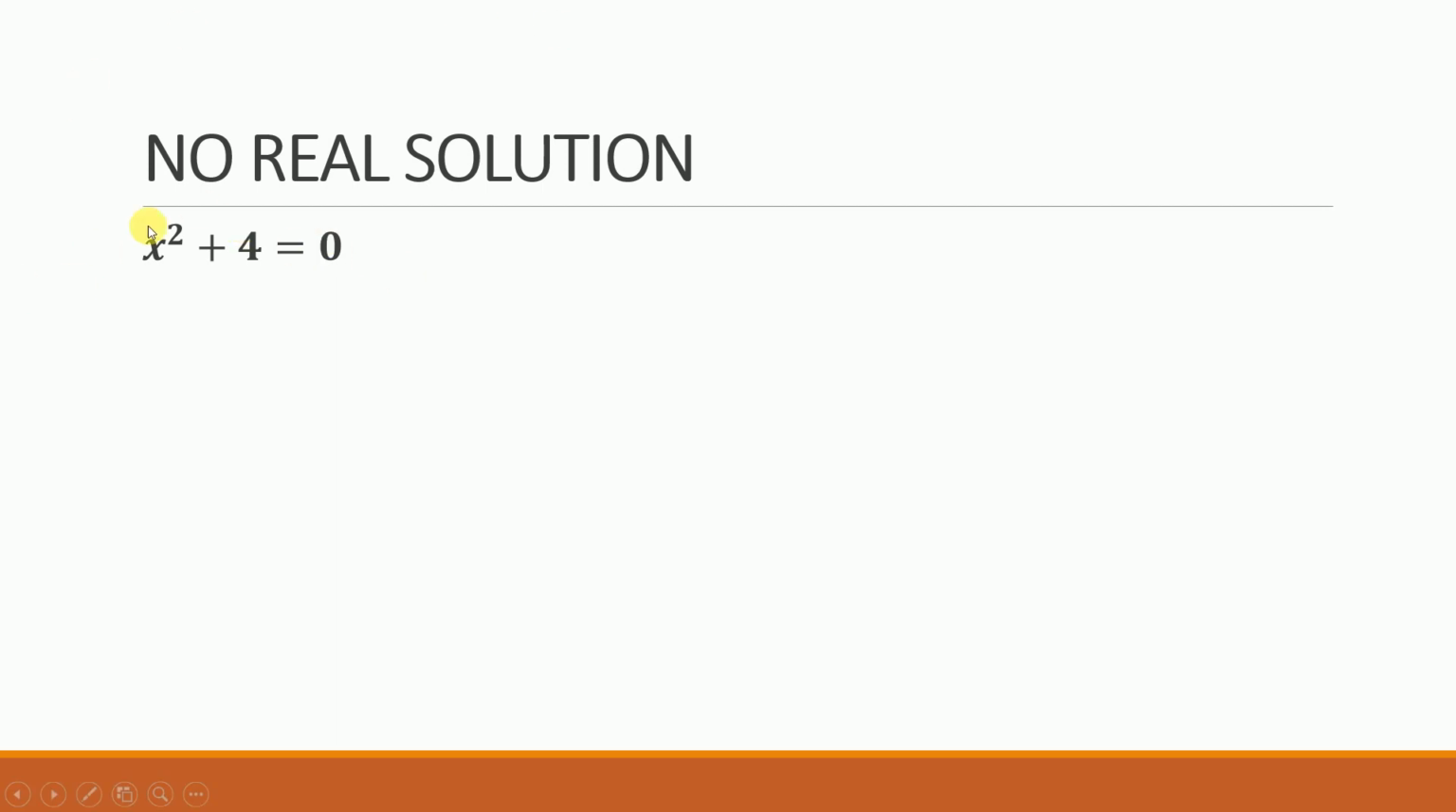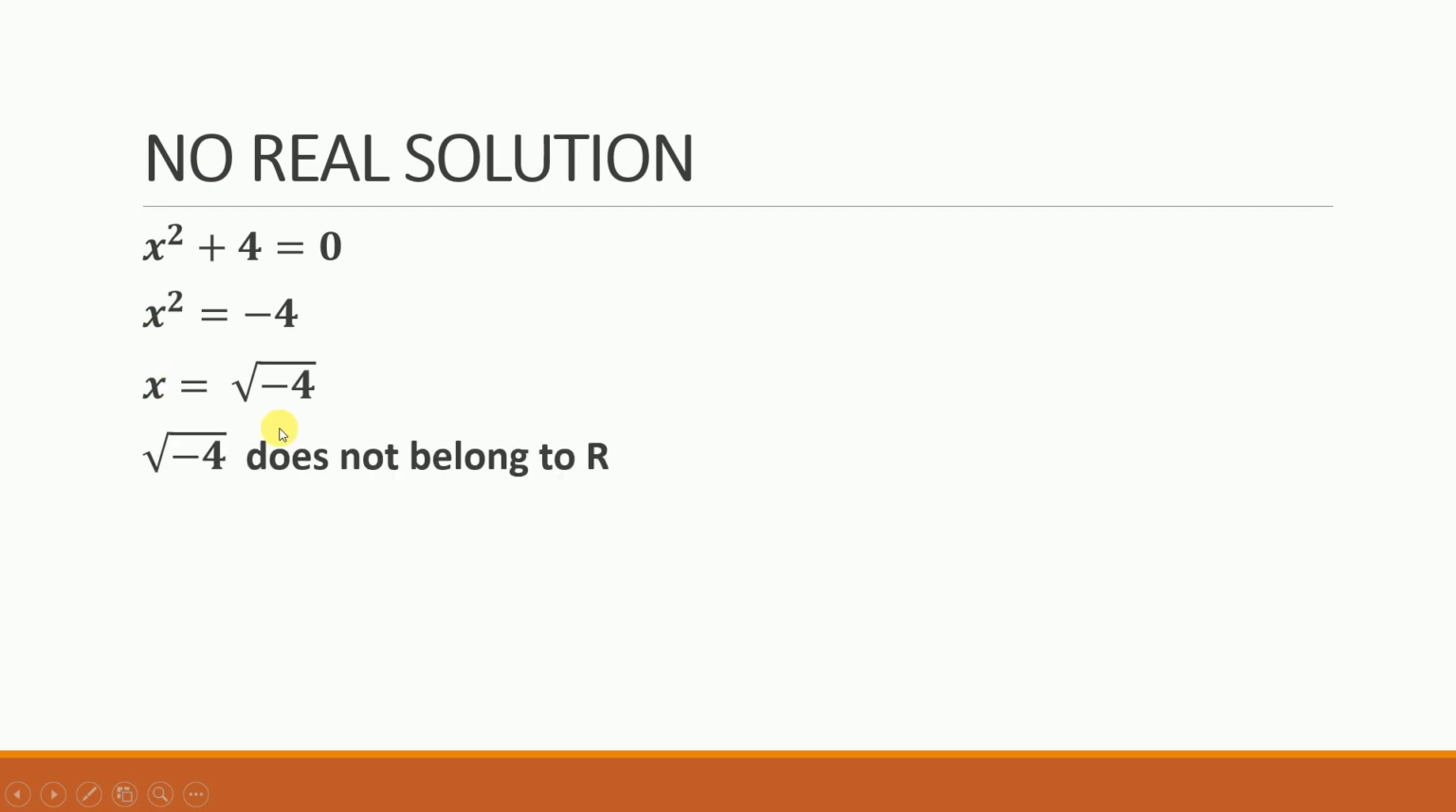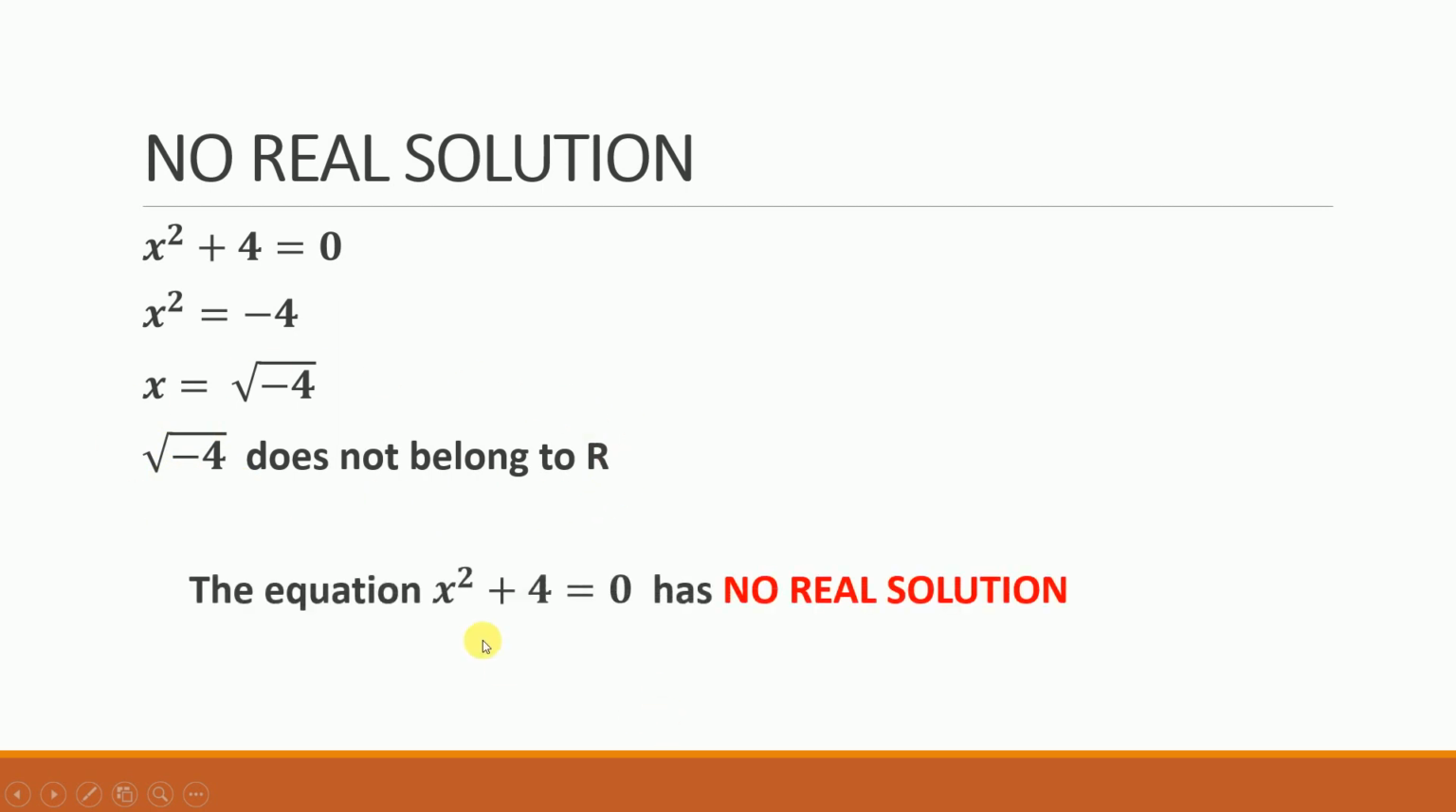Take 4 to the right hand side, we get x squared is equal to minus 4, and x becomes the square root of minus 4. But we know that the square root of a negative number is not a real number. Hence, we say that the given equation x squared plus 4 is equal to 0 has no real solution. The proper terminology for this is has no real solution. Of course, no real solution is different from no solution at all. There is a lot of difference between saying no real solution and no solution at all.